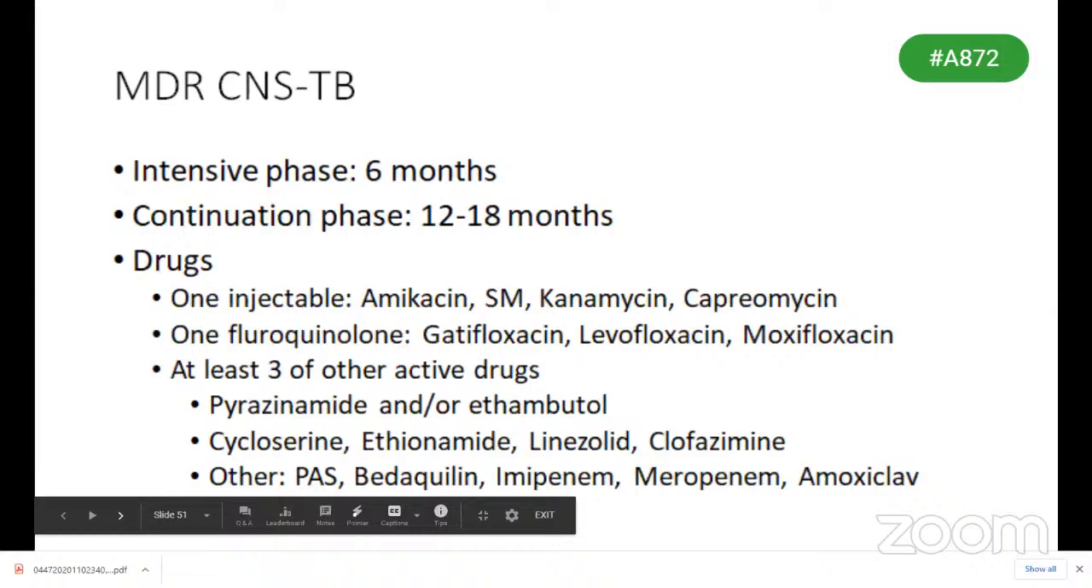It's a very difficult disease to manage, and the mortality is extremely high. In my opinion, it reaches almost 100% if there is MDR CNS tuberculosis.